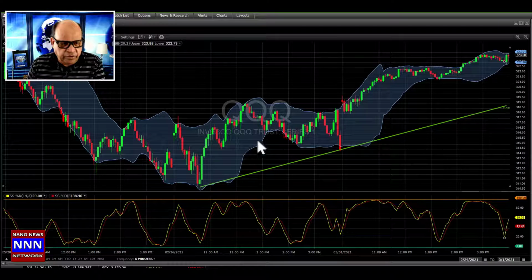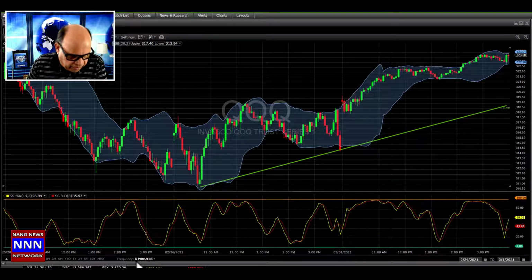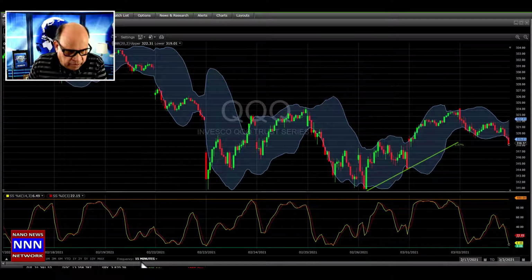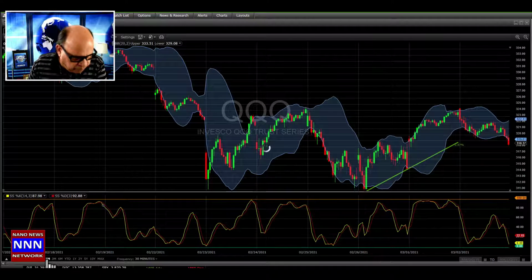Here is a chart of the Nasdaq main index, which is the QQQ, which is an ETF looking at the Nasdaq Composite Index. So here I have a timeline of, I think, 10 days. Okay, that's a 10 days timeline. Let's go back to a whole month.